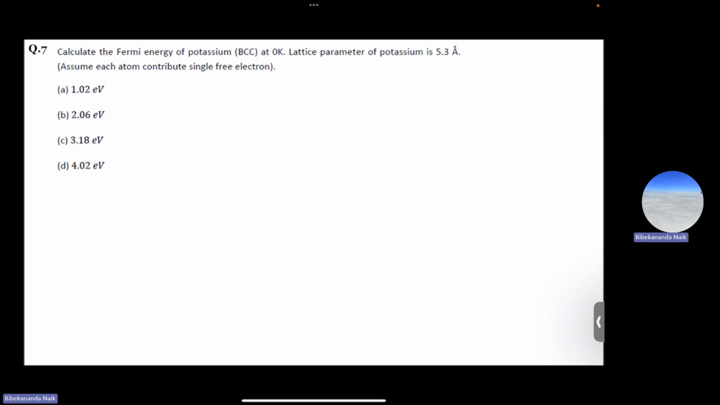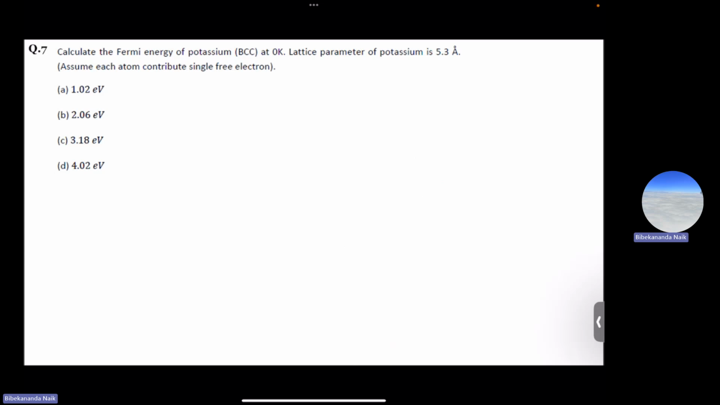So if R is given, you need to convert R into a, then we find the volume. But here the lattice parameter is already given, which is 5.3 angstrom, and we need to find the Fermi energy. Assume each atom contributes a single free electron. So this is a pretty straightforward question. First we calculate the electron density, that is the number density n, and then by using the same formula we calculate the Fermi energy, EF. The options are A 1.02 electron volt, B 2.06 electron volt, C 3.18, and D 4.02.